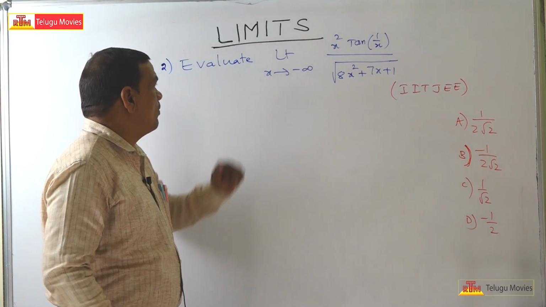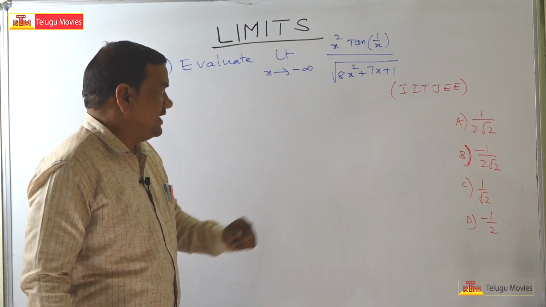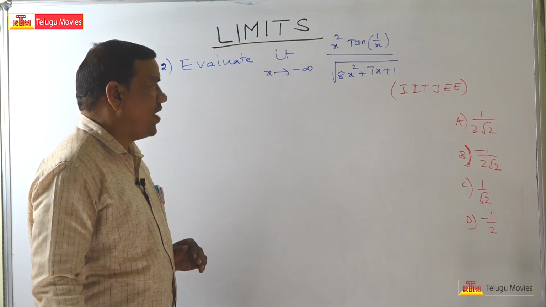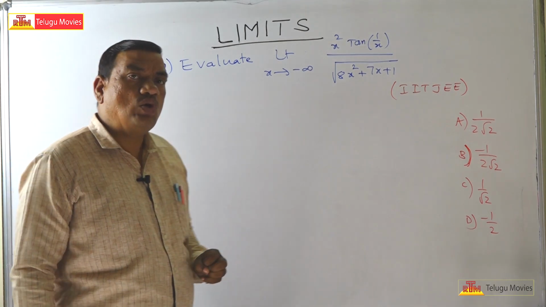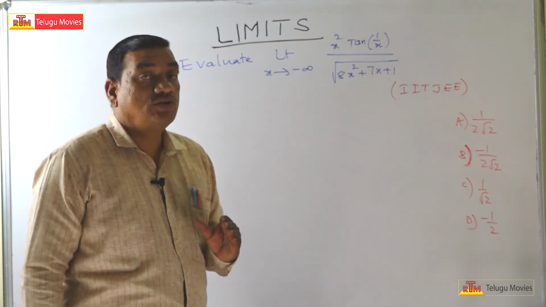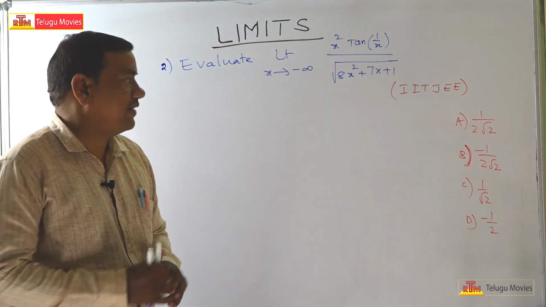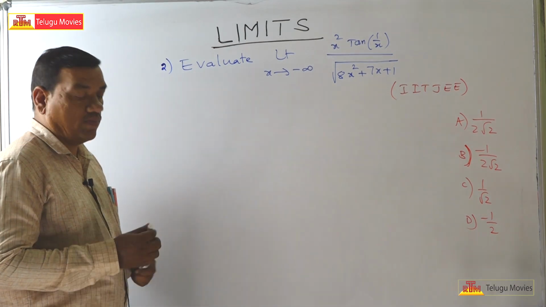Welcome to this problem. Evaluate limit x tends to minus infinity, x square tan of 1 upon x, whole upon root of 8x square plus 7x plus 1. So this is also one of the problems. Generally, the majority of students or teachers make mistakes and get confused. Okay, what is that? Generally I will proceed with how to do this problem, right?